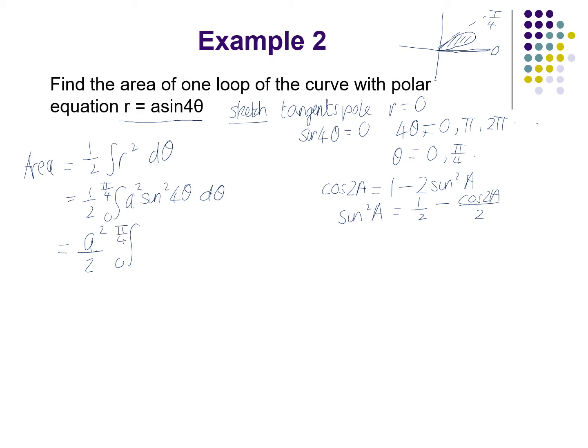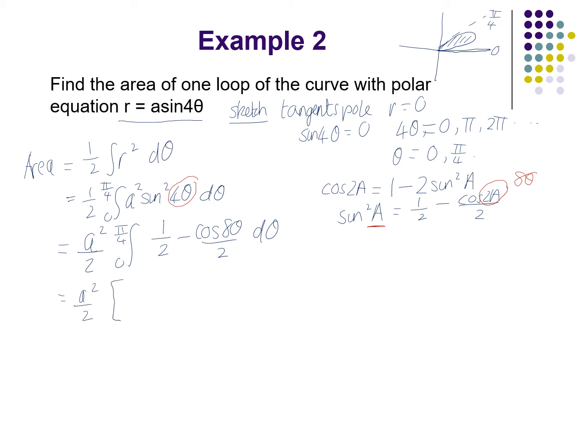Now do be careful where you're deciding what your argument needs to be. Sine squared of 4 theta. So this is 4 theta. So this here will need to be 8 theta. Do look carefully for that. So my sine squared 4 theta is replaced by a half minus cos 8 theta over 2. So just be careful when you use your double angle formula that you're replacing the argument with the right thing. Let's do my integration.